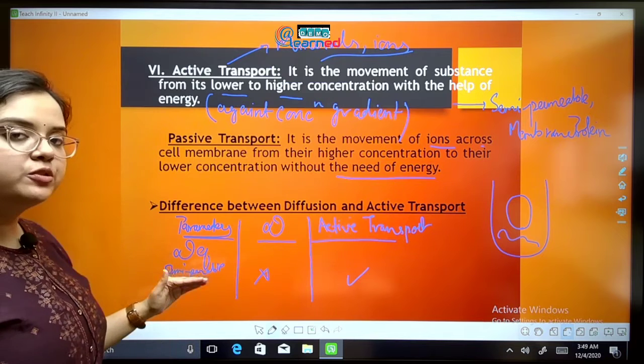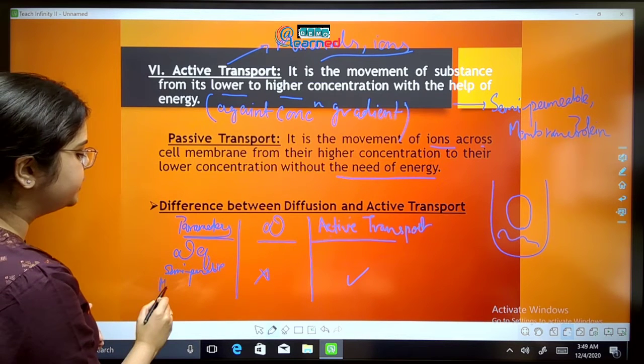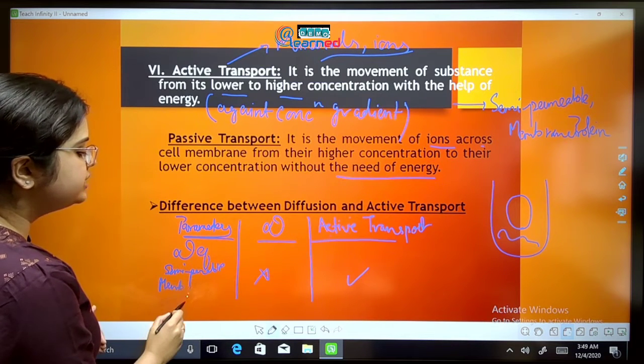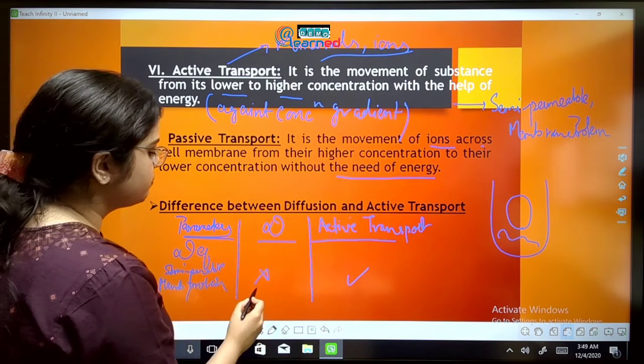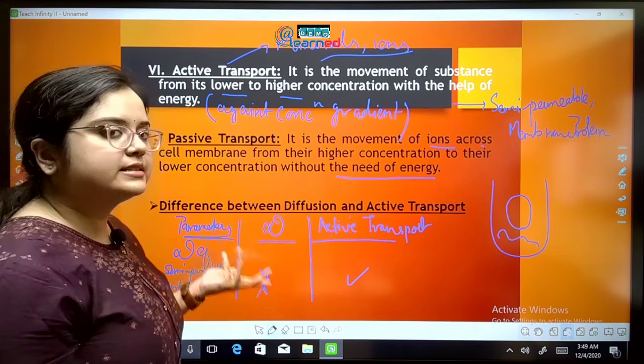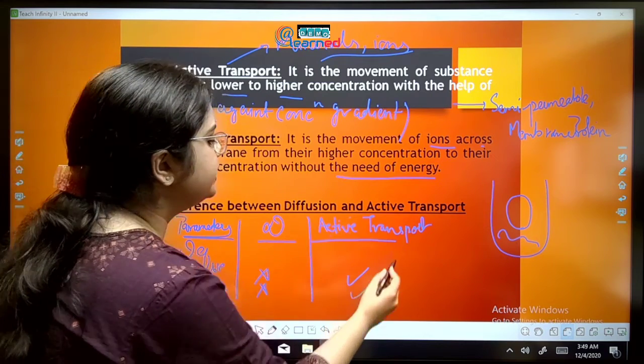If you are talking about membrane, you must talk about the membrane proteins. Diffusion is taking place without the help of any membrane protein. It doesn't need the membrane, it doesn't need the membrane protein. Active transport needs the membrane, it needs the membrane protein.